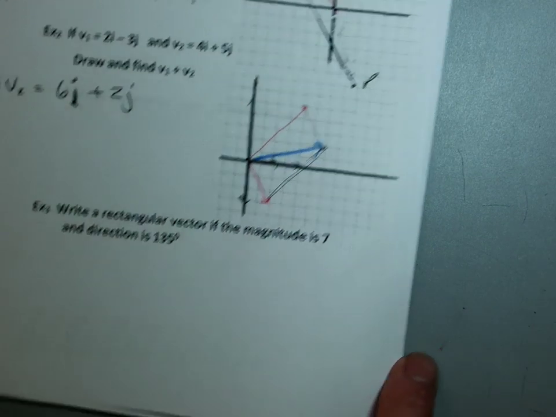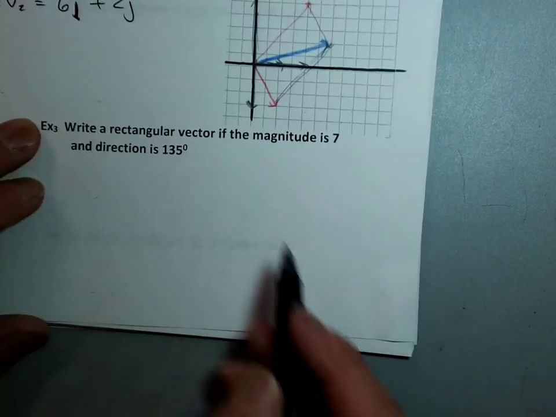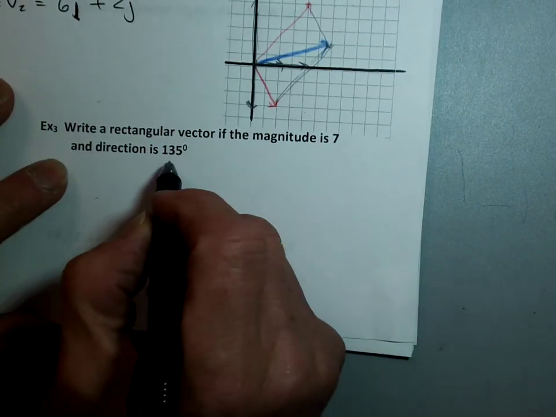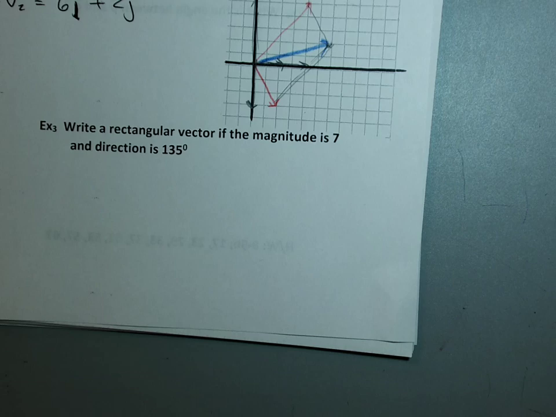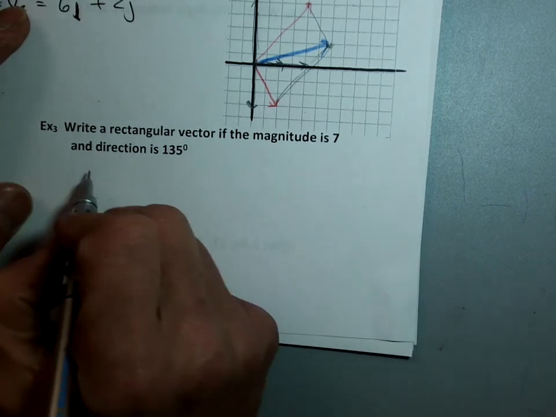Okay, now, example 3. Write a rectangular vector if the magnitude is 7, the direction is 135. So I'm going to draw a picture. Okay? So I draw a picture.